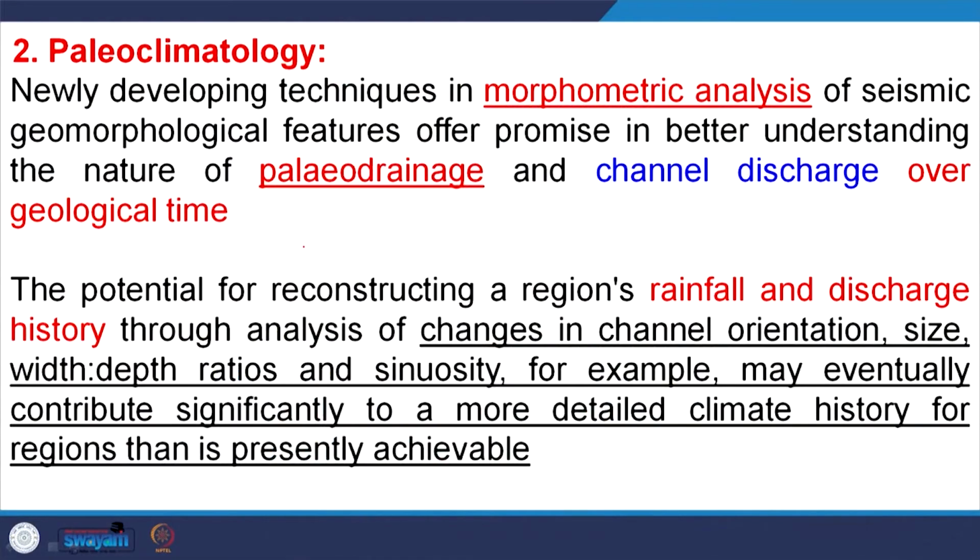The potential for reconstructing a region's rainfall and discharge history through analysis of changes of channel orientation, size, width-depth ratios and sinuosity, for example, may eventually contribute significantly to a more detailed climatic history for regions that is presently not archivable. That means, in the past geological history, how this channel was behaving with the changed climate can be interpreted from this seismic profile.